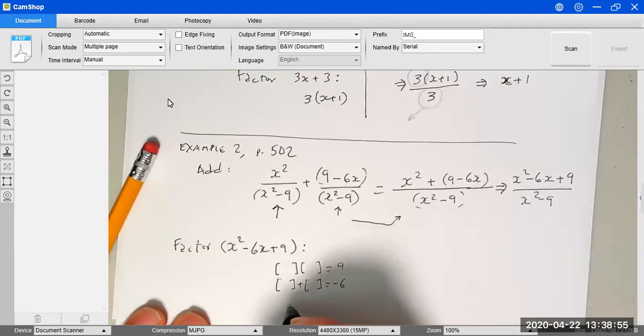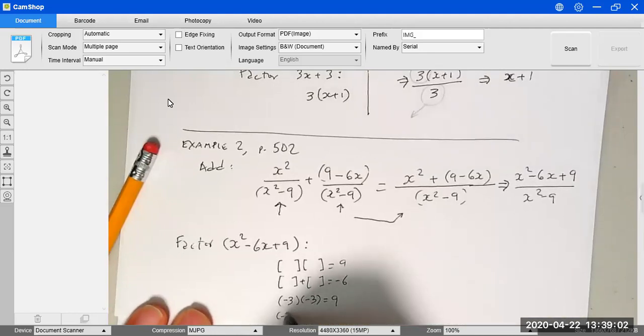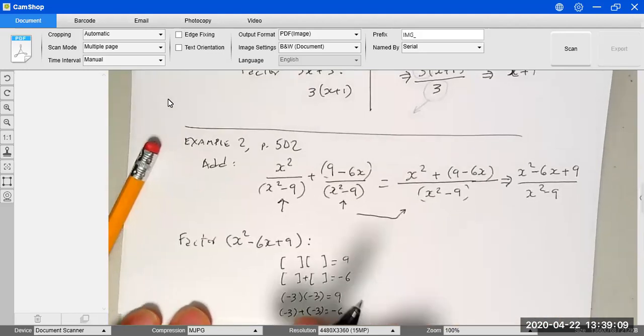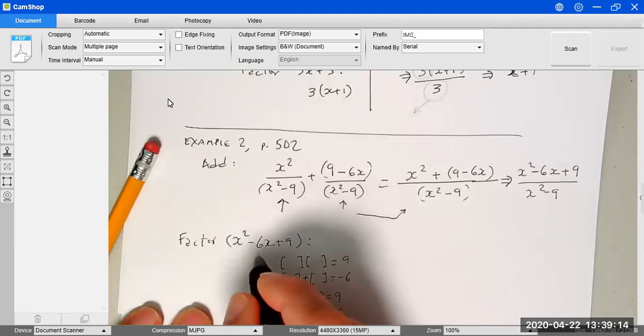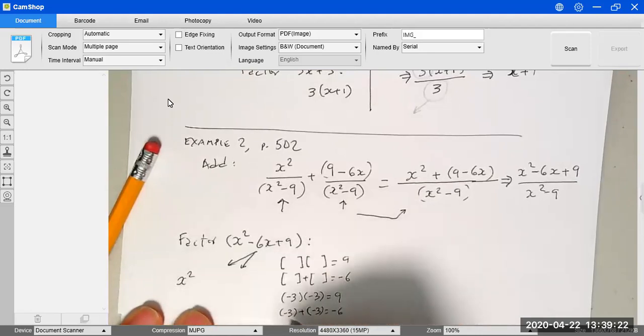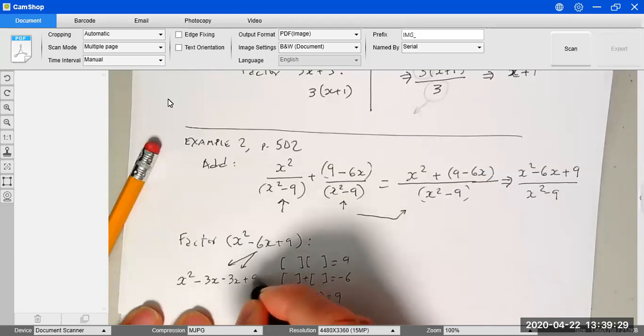Negative 3 times negative 3 is going to give me 9, and negative 3 plus negative 3 is going to give me negative 6. So negative 3 and negative 3 are the numbers that I'm going to use to break the middle term. So I'm going to write x squared minus 3x, minus 3x again, and finally plus 9.